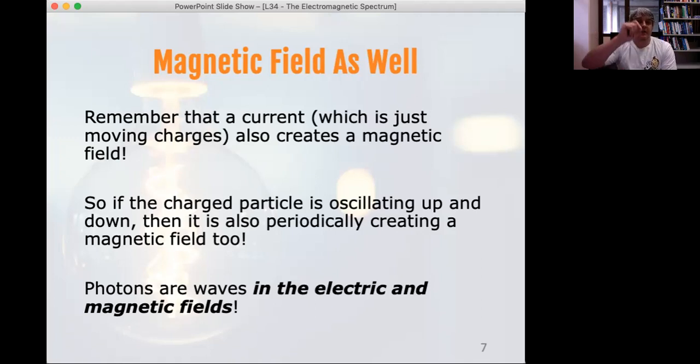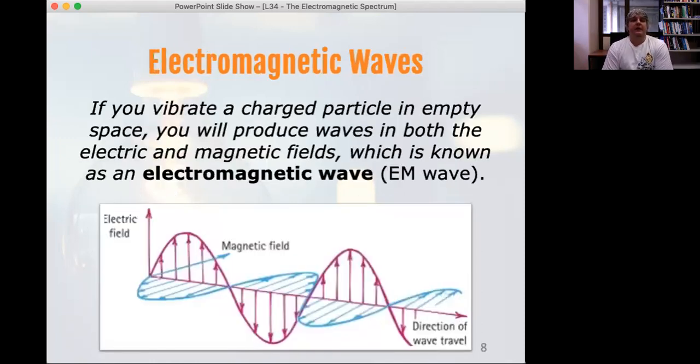So as you oscillate this charge up and down, you're creating electric and magnetic fields that are both oscillating as well. And that's what photons are. That's what light waves are. Light waves are these oscillations in the electric and magnetic fields. That's it. That's all they are.